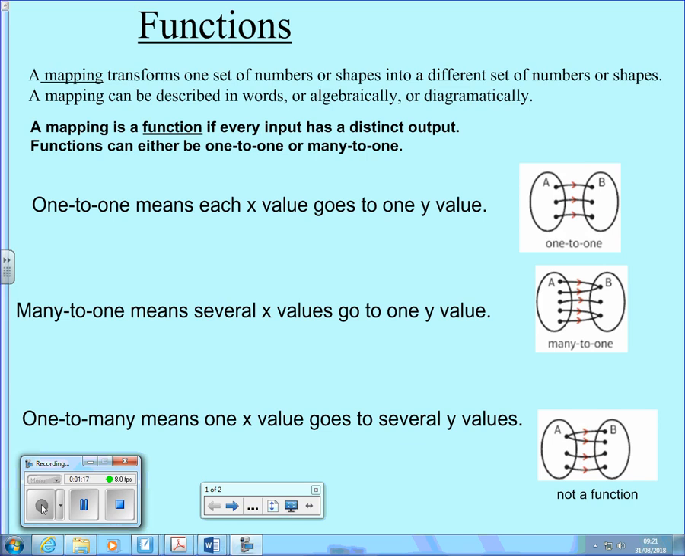one answer. The third diagram shows a one-to-many mapping. So the first item in the set A has two corresponding items in set B. That one's not a function. For a function, every member in the first set has to correspond to exactly one member in the second set.